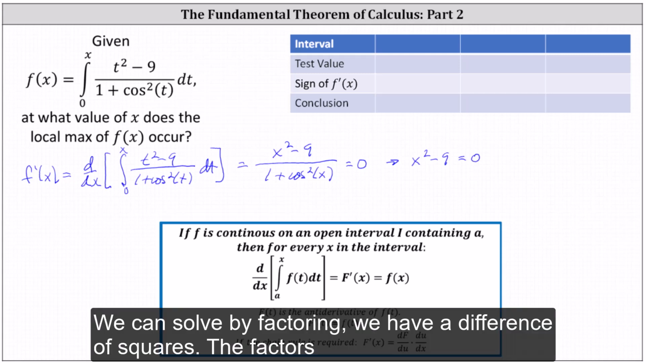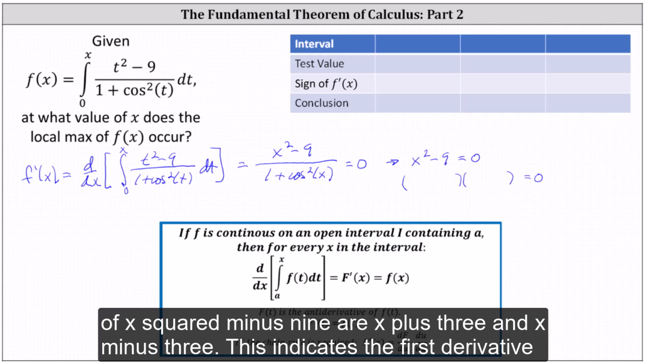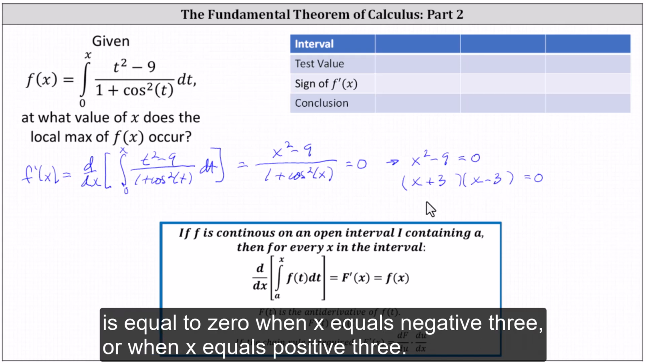We can solve by factoring. We have a difference of squares. The factors of x squared minus 9 are x plus 3 and x minus 3. This indicates the first derivative is equal to 0 when x equals negative 3 or when x equals positive 3.